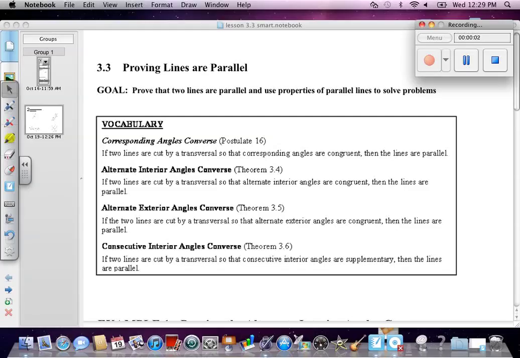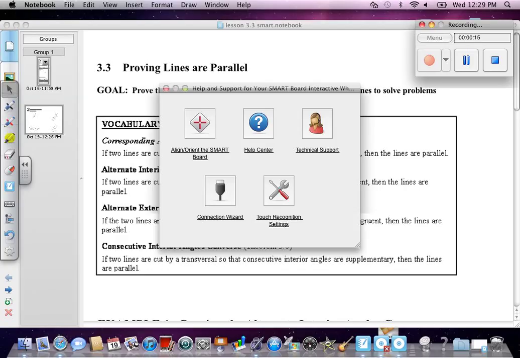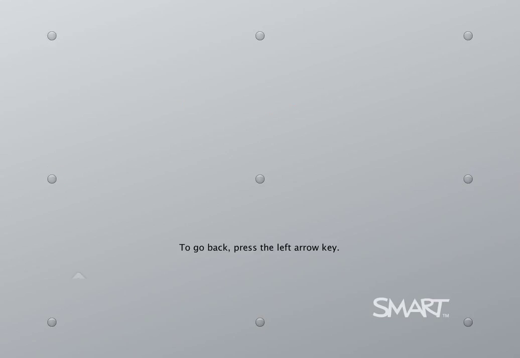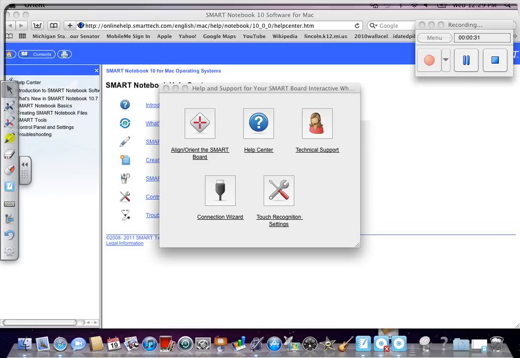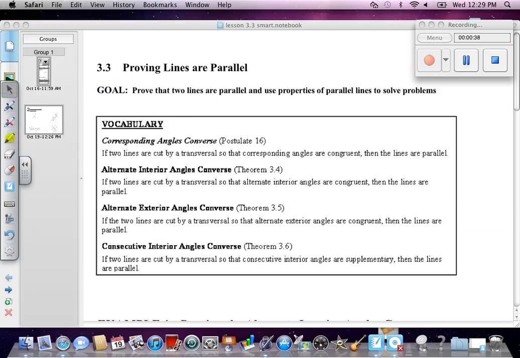All right, ladies and gentlemen, we're looking at 3.3, which is proving lines are parallel. So this is the exact opposite of what we were talking about before. We are going to use the corresponding angle theorem, but we're going to use the converse. The converse tells us the two lines are parallel if we know that the corresponding angles are congruent. And we're going to use the alternate interior angle converse theorem, which tells us that if those alternate interior angles are congruent, the lines are parallel.